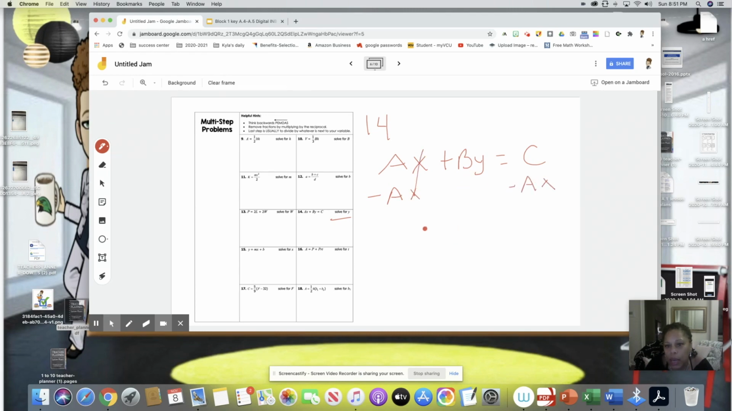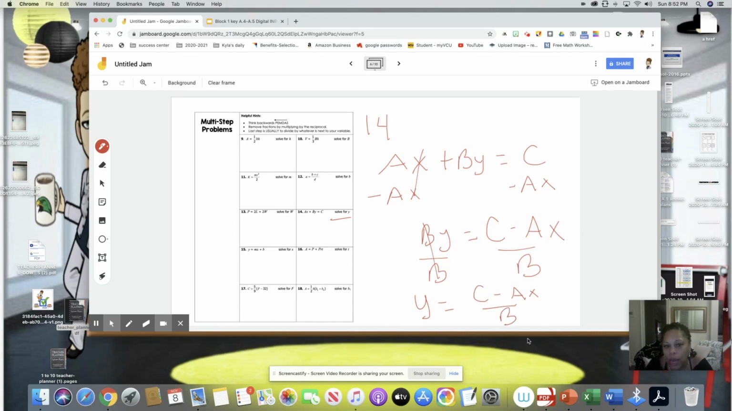And when we do that, we're left with BY equals, let's read it like we see it, C minus AX. And now we're going to isolate Y by dividing by B. So your final solution is Y equals C minus AX divided by B.